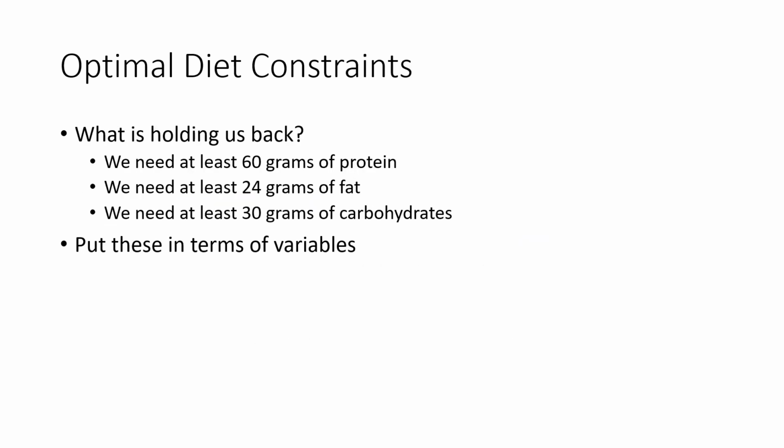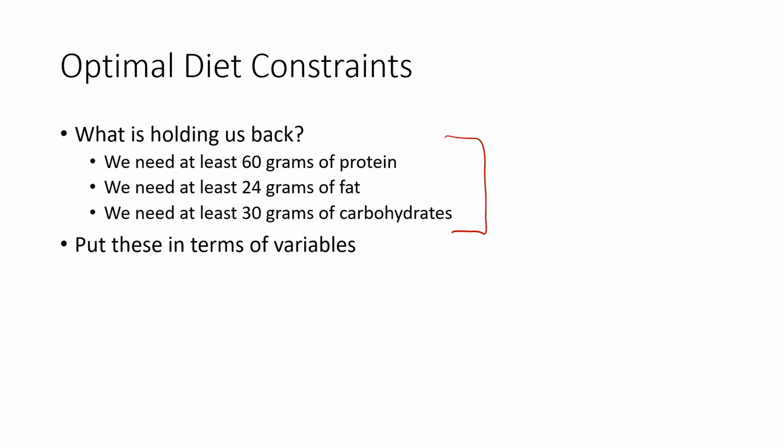But now what's holding me back? Why can't I make this smaller? I'm told in my problem, I need to have a certain amount of protein, a certain amount of fat, and a certain amount of carbohydrates. And I just restated those here as bullet points. I need 60 grams of protein, 24 grams of fat, and 30 grams of carbohydrates. That's what I need. Put these in terms of the variables.